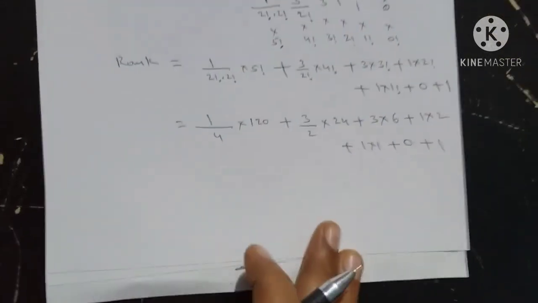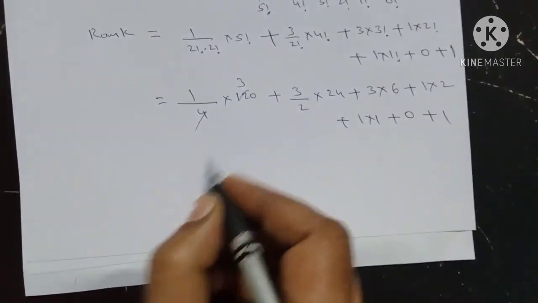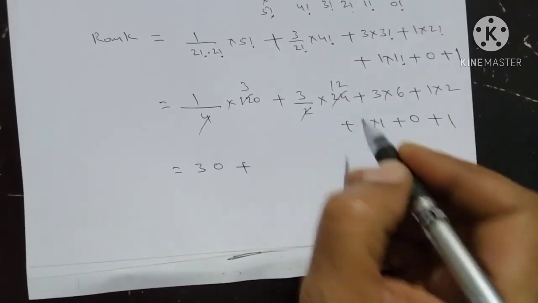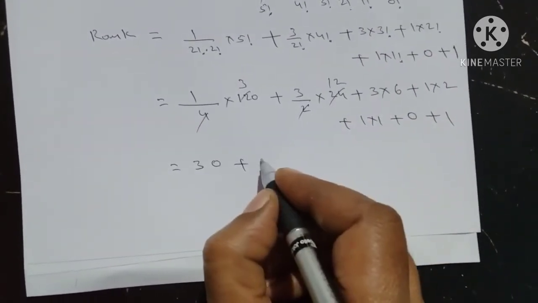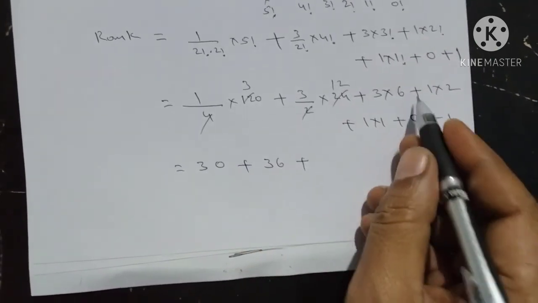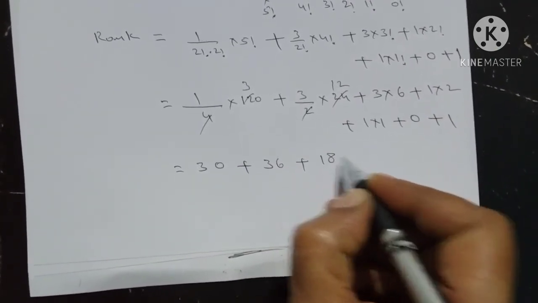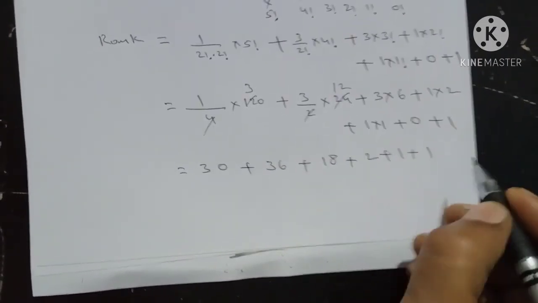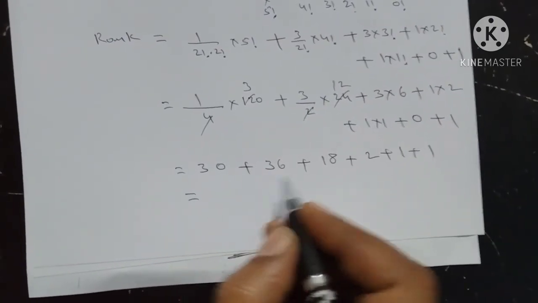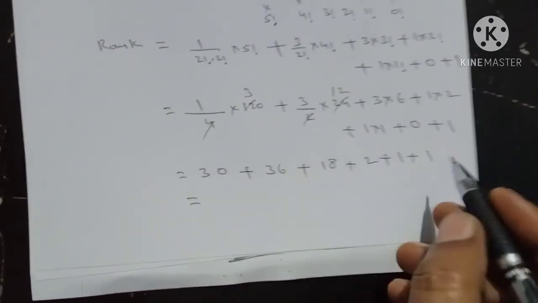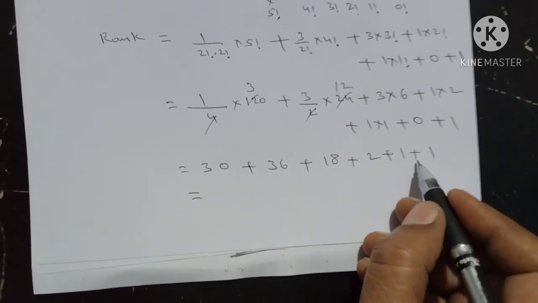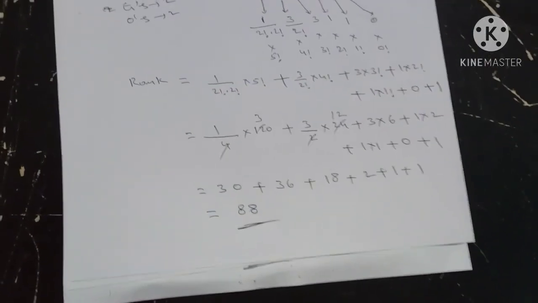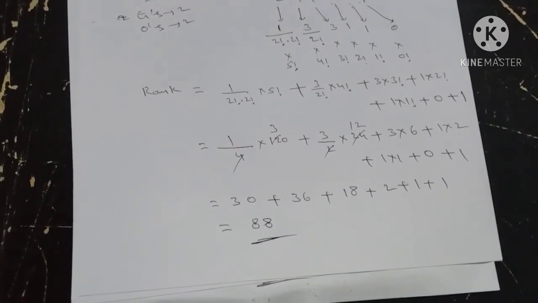Okay? Now 4 ones are 4, 4 threes are 12. That is 30, plus 3 twelves, 36. 12 into 3 is 36, plus 6 into 3 is 18, plus 1 into 2 is 2, plus 1 into 1 is 1, plus 0, plus 1. Now this equals 30 plus 36 is 66, plus 20 is 86, here 87, 88. So this is the rank of the word Google. Okay?